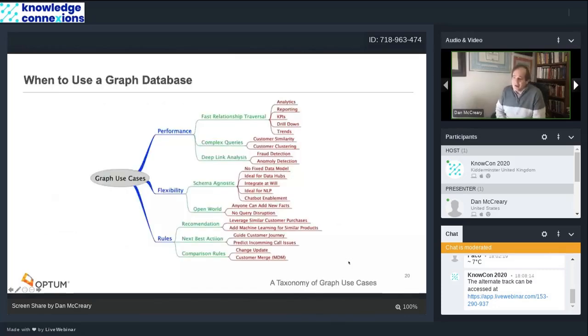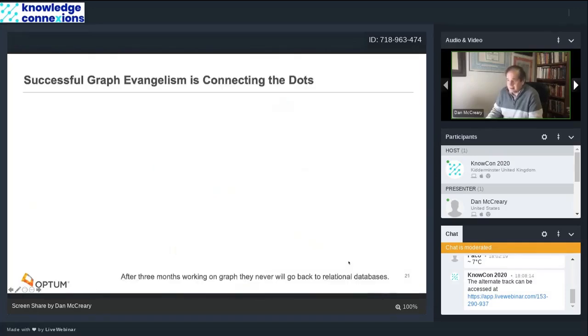So we're going to walk you through some stories that talk about the right use cases. Performance is obviously a big thing. Flexibility is another thing. And the one that's the hardest for people to get their heads around is this idea of using graphs to implement deterministic rules and to give recommendations and next best actions.